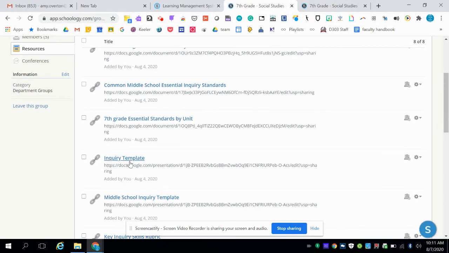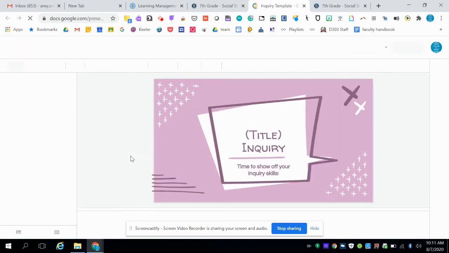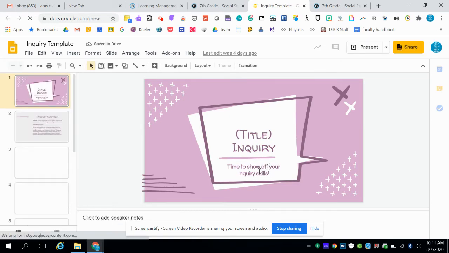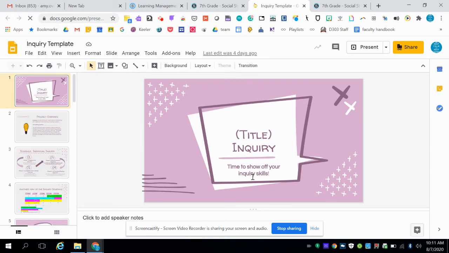The next resource is an inquiry template that 8th grade at Thompson used last year to help maybe structure some of the inquiries as you move forward, so that there is a consistent format and that you don't, again, have to create. You can certainly make a copy of this and change it to meet the needs of your curriculum and, of course, your students.